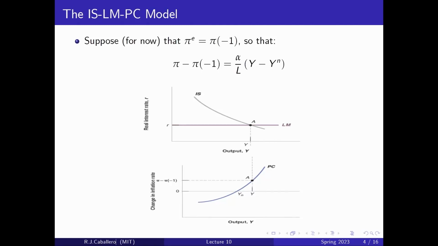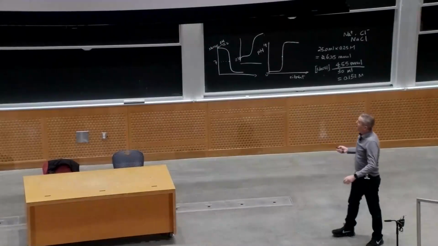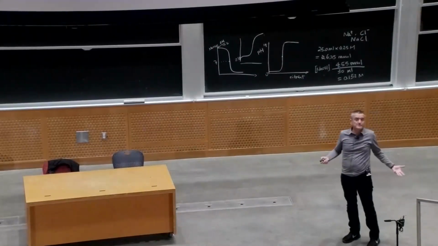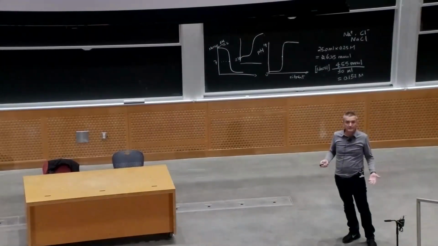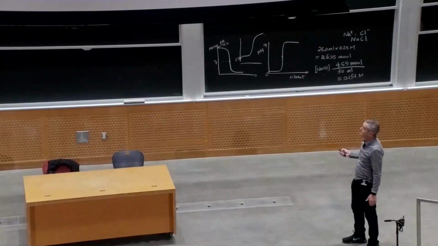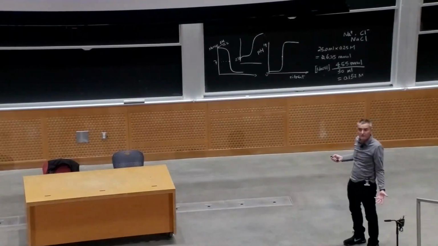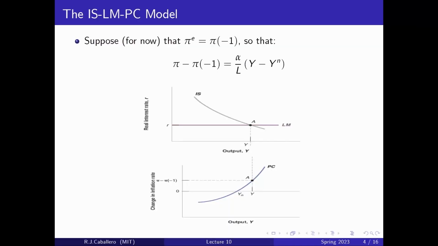You know that because output is above the natural level of output, that means inflation is above expected inflation. If expected inflation happens to be unanchored and equal to pi minus 1, that means that at this output gap, there's an inflation that is rising. Okay? Now, inflation rising means the central bank will have to react, and so you'll have to do something up here. You need to bring output down. And how can you bring output down?